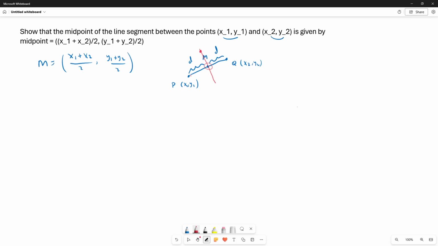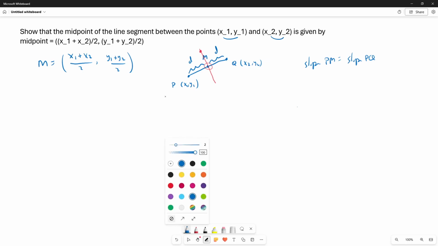So first we have to show the distances are the same, and then we have to show that M is actually on this line. And to show that the point M is on this line, we can show that the slope of the line PM is equal to the slope of the line PQ. And that will do it. So let's verify these facts.